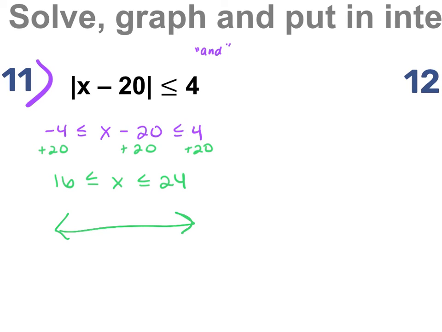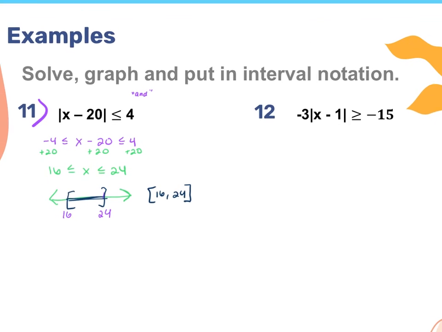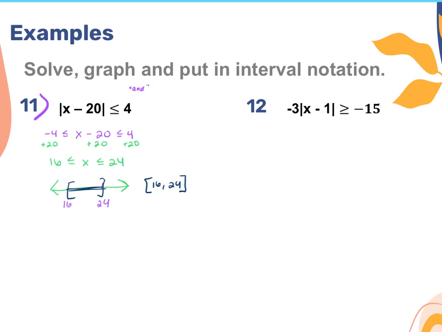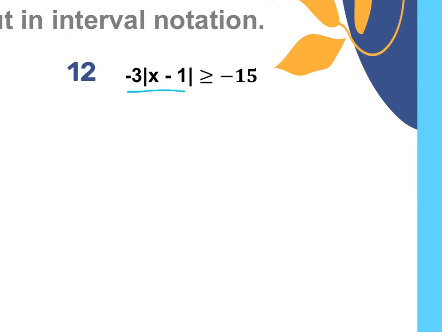Set up my number line. 16, 24, brackets on both, shaded between, bracket, 16, 24, bracket on both again. Number 12, first thing I'm going to do is divide both sides by -3, and this switches your sign.